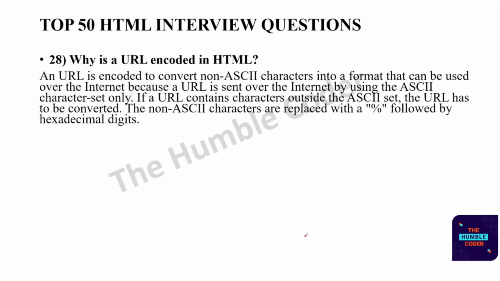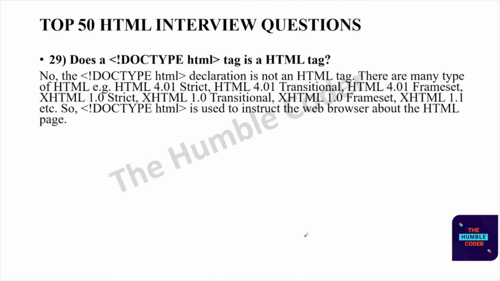Why is a URL encoded in HTML? A URL is encoded to convert non-ASCII characters into a format that can be used over the internet, because a URL is sent over the internet by the ASCII character set only. If a URL contains characters outside the ASCII character set, the URL has to be converted. The non-ASCII characters are replaced with a percentage sign followed by hexadecimal digits. So that is why you need to understand the importance of encoding URLs in HTML. Let's move on to the next question now.